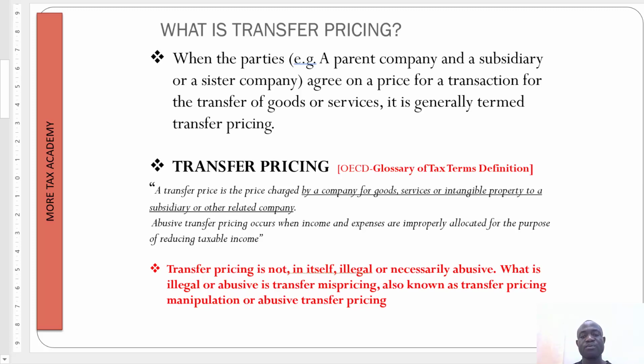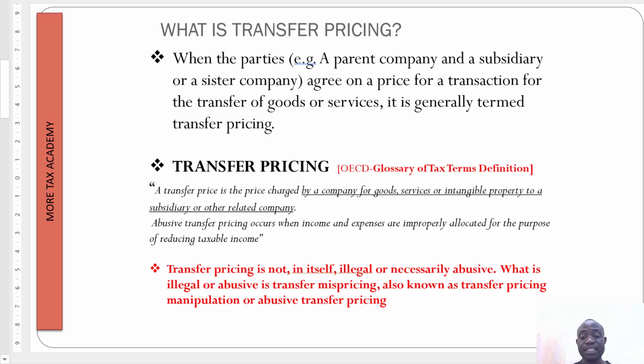The whole concept is that when parties who are in a controlled relationship, in other words, they are related, for example, a parent and a subsidiary, are trading among themselves, they will normally agree on a price for the transaction. And the price that is agreed for which they are going to transfer the goods or services, what we normally call the transfer pricing. In other words, the price at which two parties transact business.